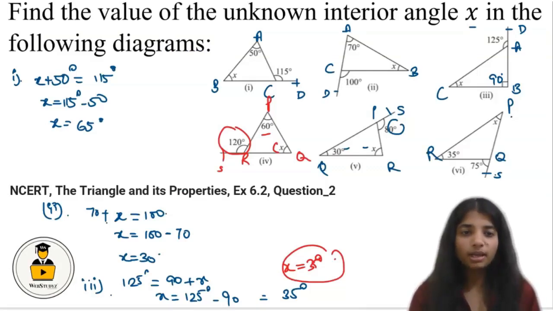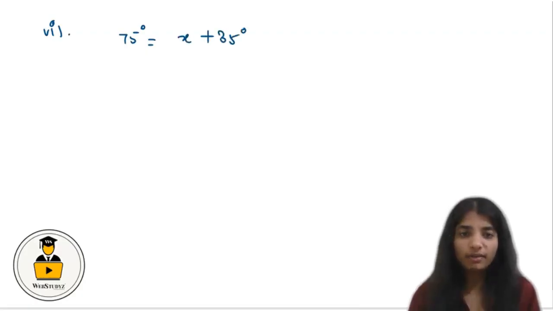Again using the property that the exterior angle is equal to the sum of the opposite interior angles, basically the exterior is 75, and the opposite interior angles are x and 35. So from here we can say that for part 6, the exterior angle, which is 75 degrees, is equal to the sum of the opposite interior angles, that is x plus 35 degrees.